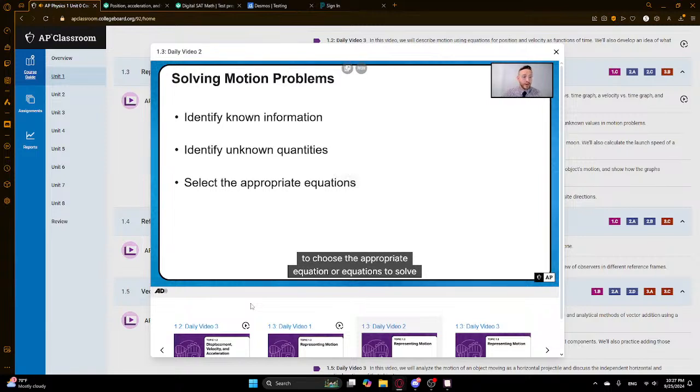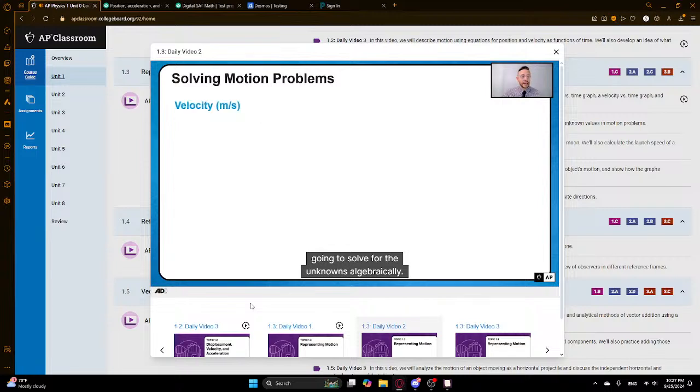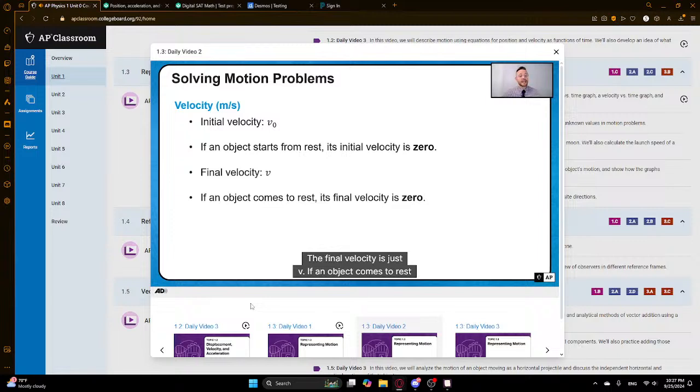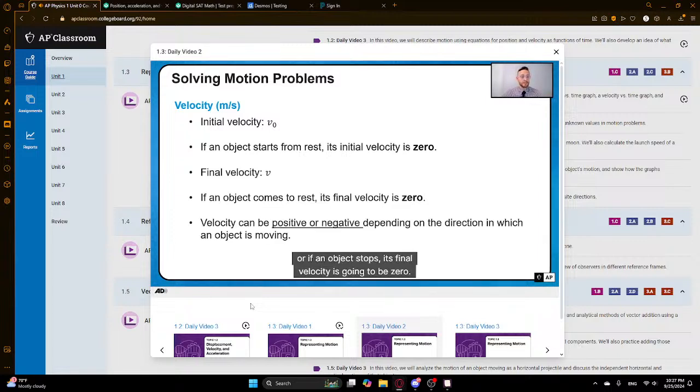We're going to choose the appropriate equation or equations to solve for that unknown quantity. Then we're going to solve for the unknowns algebraically. So, as we're solving for motion problems, when we are trying to find information about velocity, the initial velocity, the speed that we have when we begin, is going to be v sub 0. If an object starts from rest, this initial velocity is going to be 0. The final velocity is just v. If an object comes to rest, or if an object stops, its final velocity is going to be 0.